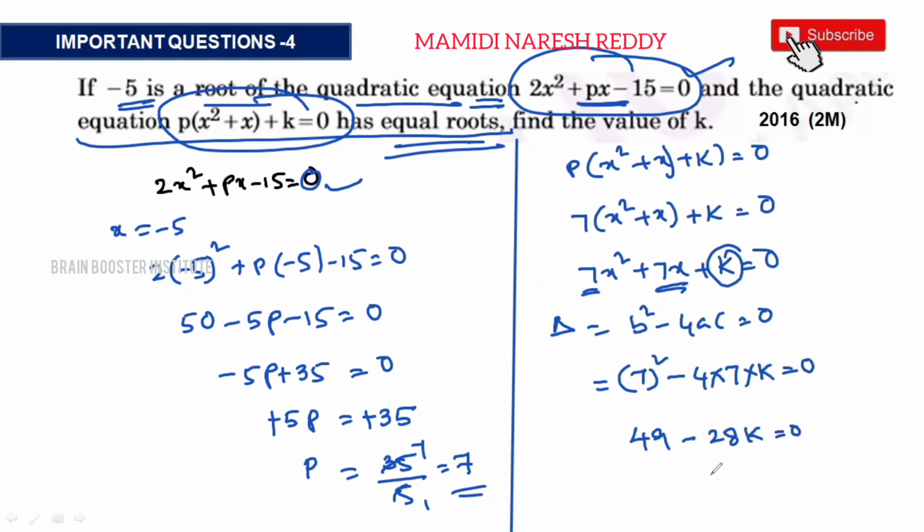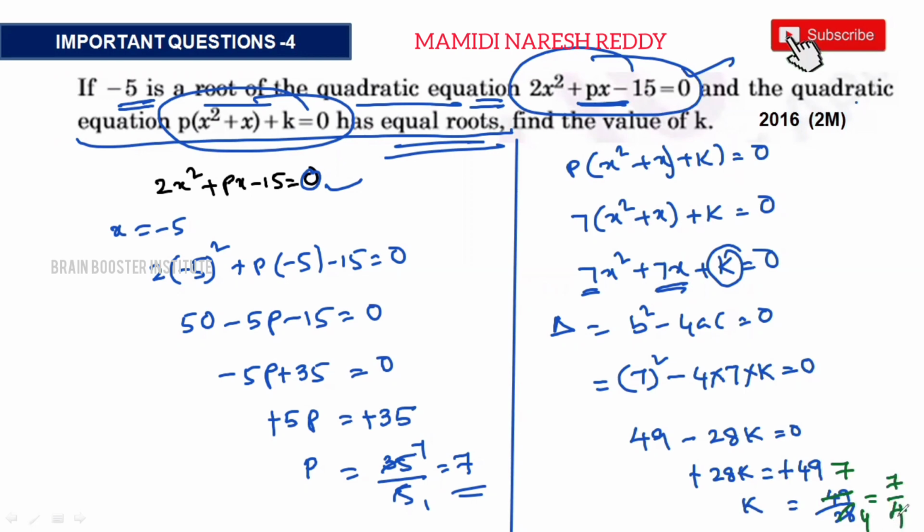Now 7 7s are 49, minus 4 7s are 28k, is equal to 0. As we need to find the k value, I'm writing minus 28k here and plus 49, and that becomes minus 49. So here we can cancel minus minus, and k = 49/28. Is there any cancellation, my friends? If you observe carefully, there is. It goes in the 7 table, 7 7s are 49 and 7 4s are 28. So finally we got the answer k = 7/4.